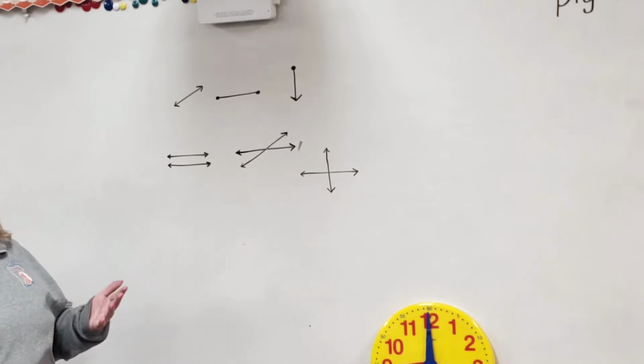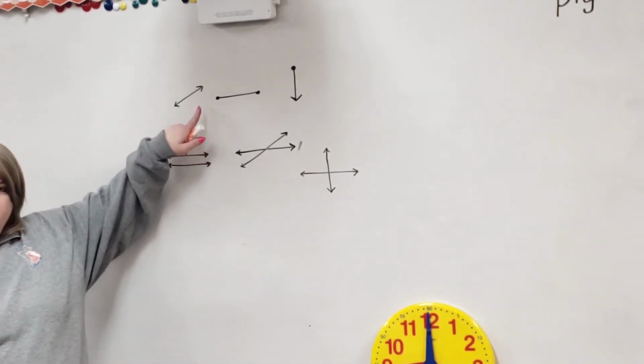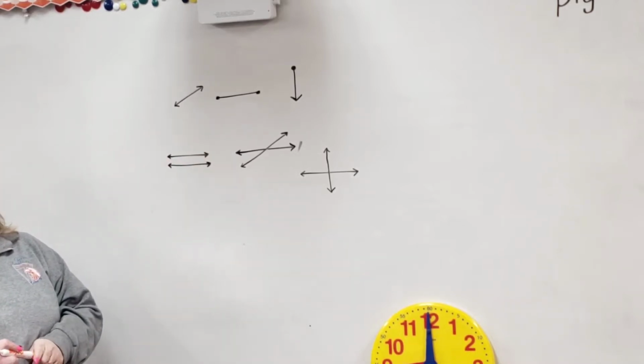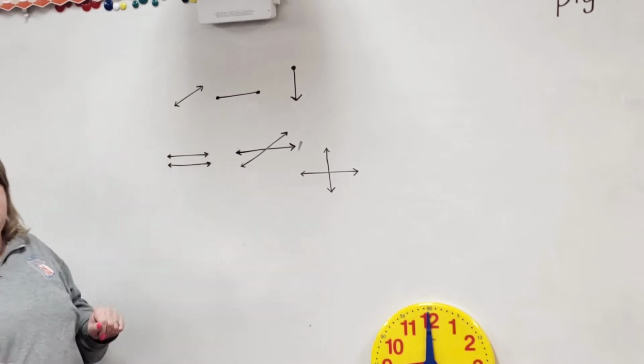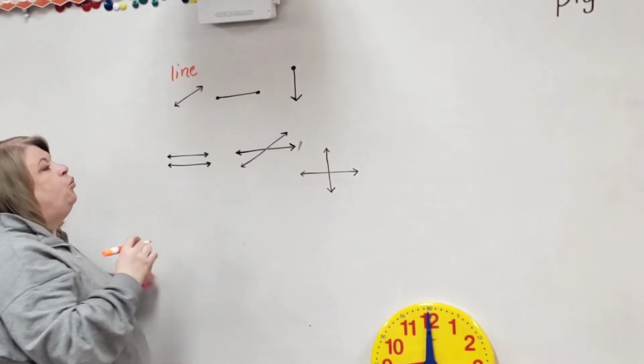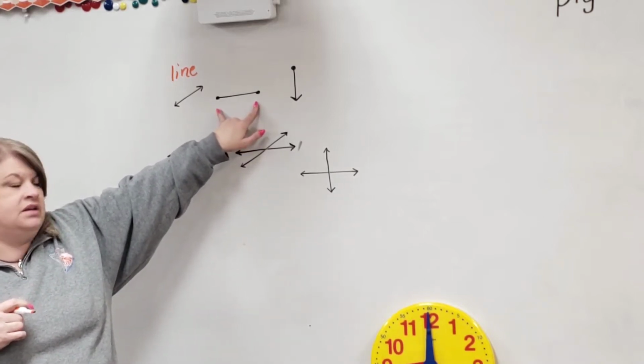Let's do a little review of the geometry that we learned yesterday. We started out learning about types of lines. If I have this figure with arrows on each end, do you remember what we call it? It is a line. Good job. What if there are dots on each end, endpoints on each end?